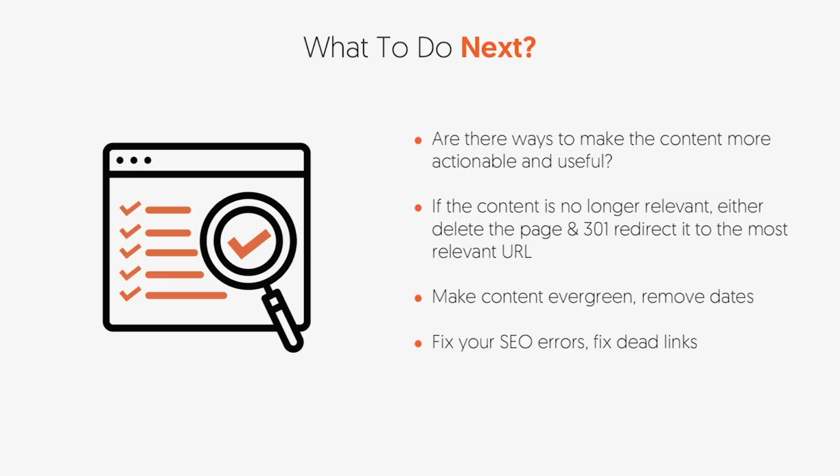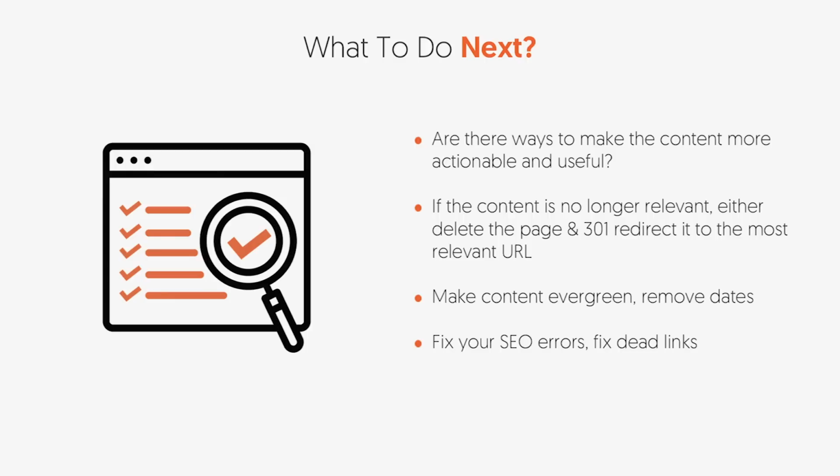What you'll want to do next is make sure your content is always actionable and useful, because if you do that, you usually will continue to rank in the long run. If the content is no longer relevant, either you want to delete it or 301 redirect it to the most relevant URL. A 301 redirect tells Google, hey, this page is no longer existing, but this other page is similar, and transfer all the traffic and the links and the search rankings to that other page.